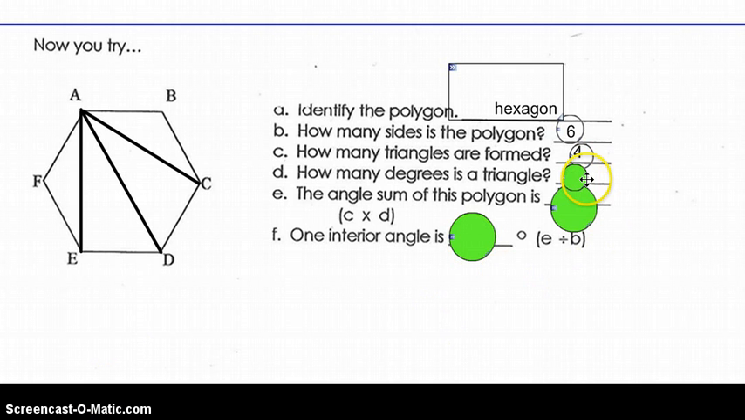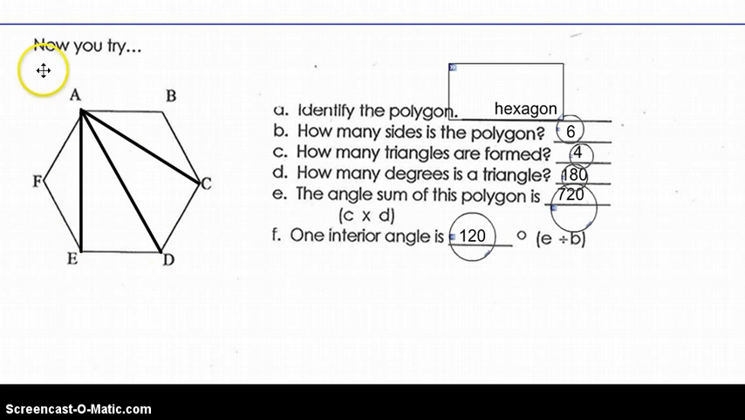How many degrees is a triangle? A triangle is 180 degrees. So to find the angle sum of this polygon, we're going to take 180 for each triangle and multiply that by 4, which gives us an angle sum of 720. Now, in order to find one interior angle, we will take the total 720 and divide it by 6 because there are 6 angles. That gives us 120 degrees.